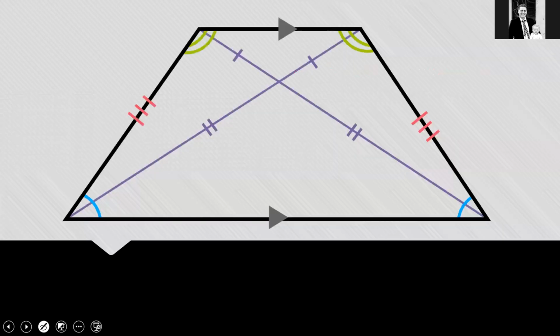Speaking of isosceles shapes, we actually get some cool things about their diagonals too. Whenever you have an isosceles trapezoid, the diagonals form two isosceles triangles. You also have congruent angle pairs for both the acute and obtuse angles.